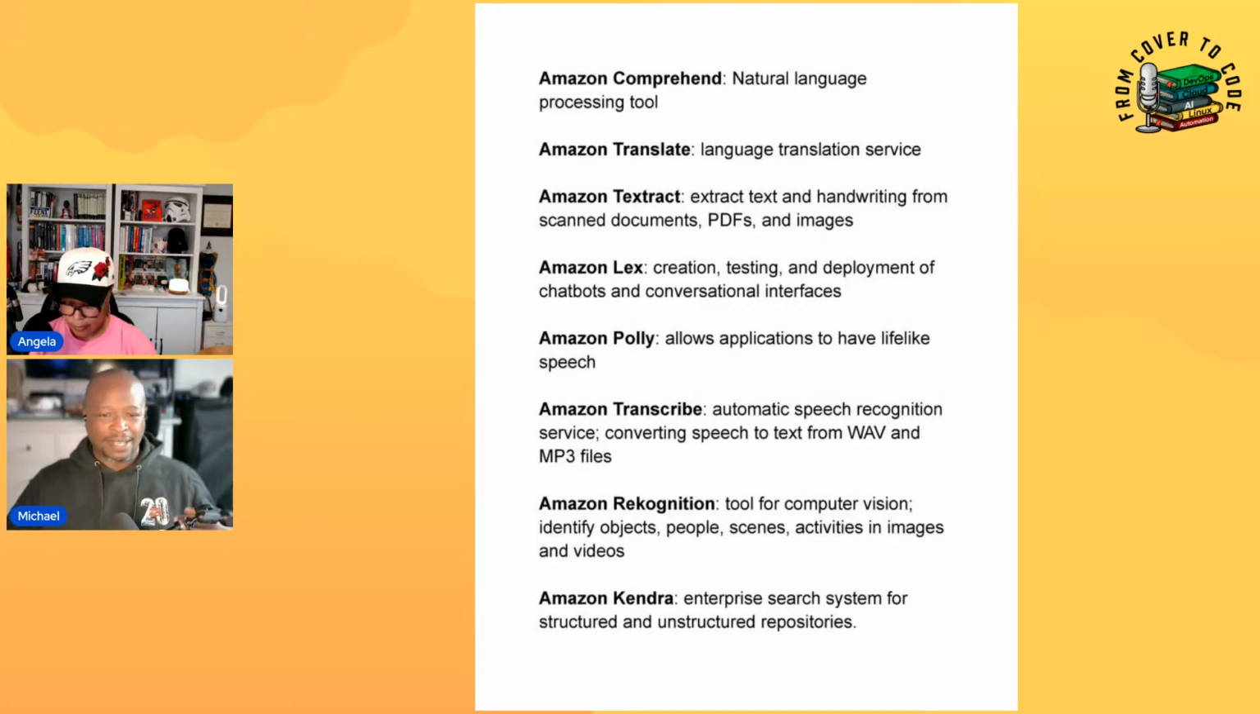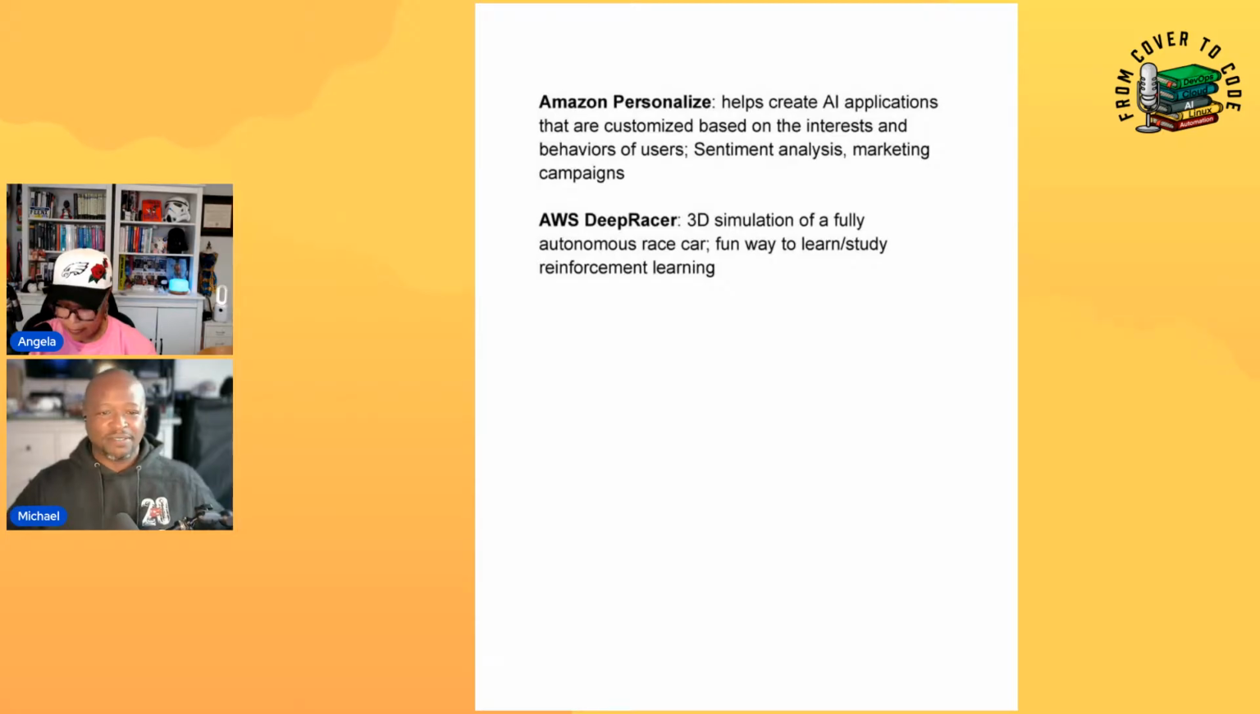Amazon Polly allows applications to have lifelike speech. Love Polly. I know Polly's crazy, right? Amazon Transcribe has automatic speech recognition and converts speech from text to WAV and MP3 files. Amazon Recognition is a tool for computer vision, identifying objects, people, scenes, and activities in images and videos. Amazon Kendra is an enterprise search system for structured and unstructured repositories of data.